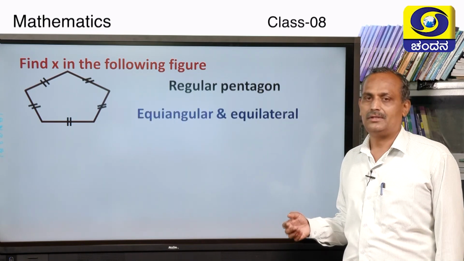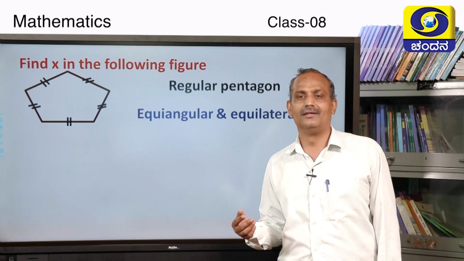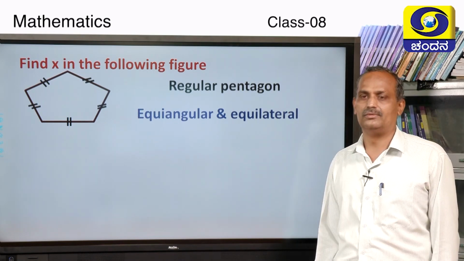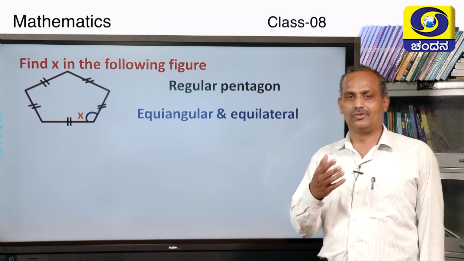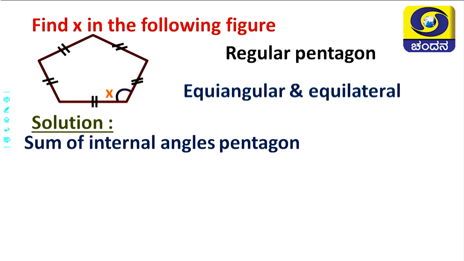A regular pentagon is equiangular, because all angles are equal, and all sides are equal, so it is equilateral also. Now, all angles are equal; if it is x, it means that all angles are equal. The sum of all 5 internal angles of a pentagon is (n minus 2) into 180. We have already discussed the same concept. If there are 5 sides, 5 minus 2; if there are n sides, it is n minus 2. Therefore, the sum of internal angles of this pentagon is (5 minus 2) into 180 degrees.